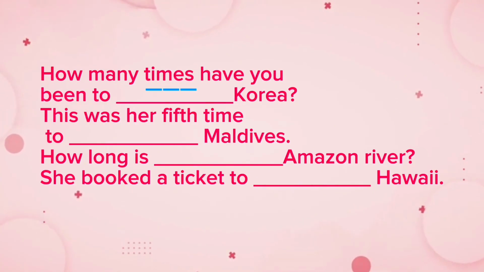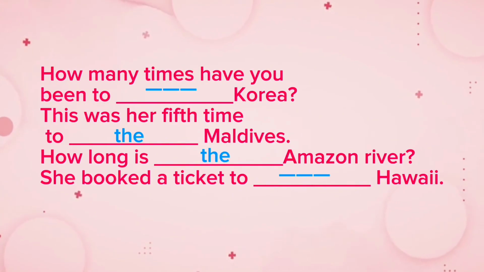How many times have you been to Korea? No article. Singular country. This was her 5th time to the Maldives. How long is the Amazon River? She booked a ticket to Hawaii. This one also causes confusion because Hawaii is a large island. It's part of the Hawaiian Islands, but Hawaii is a singular country, a single entity.